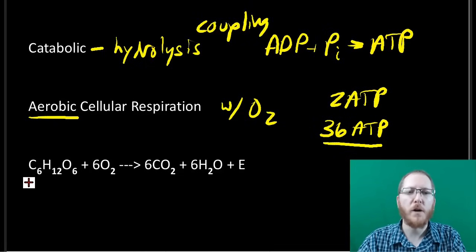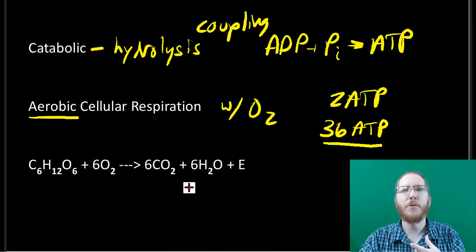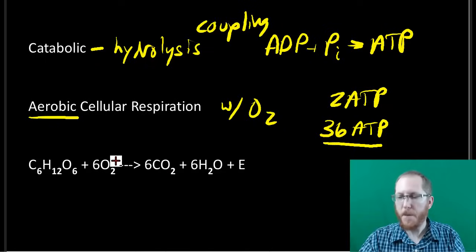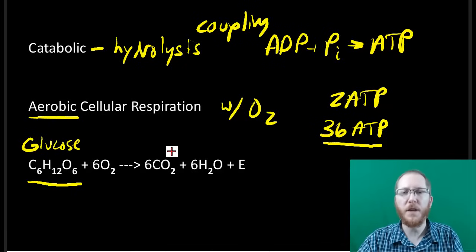And then this is an overall sample formula. When we talk about cell respiration, you can break down pretty much any organic compound. But our poster child here is going to be C6H12O6, or glucose. It's not like this is the only thing that we break down. It is a common thing we break down, but there's plenty of other stuff.